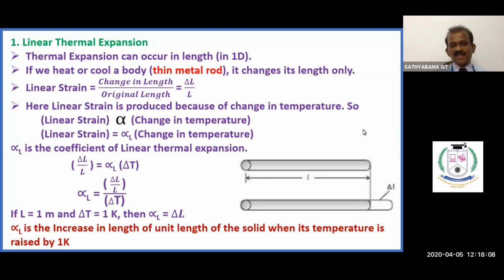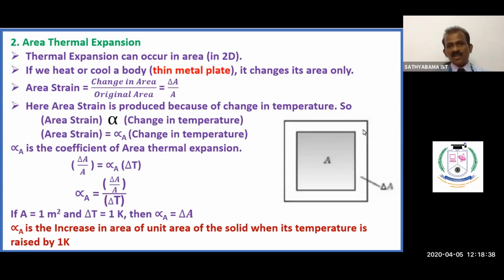We can define this alpha L with the help of two conditions. One is the length must be 1 meter and the change in temperature must be 1 Kelvin. Under these two conditions, alpha L is nothing but del L. So the coefficient of thermal expansion is the increase in length of unit length of the solid when its temperature is raised by 1 Kelvin.